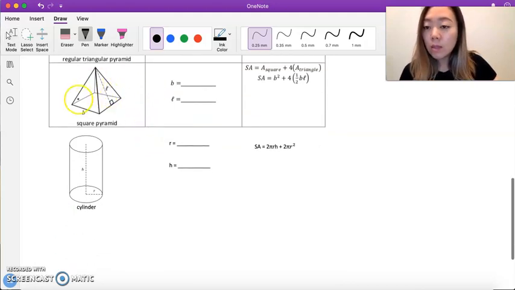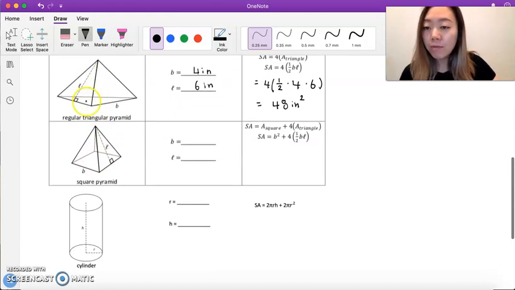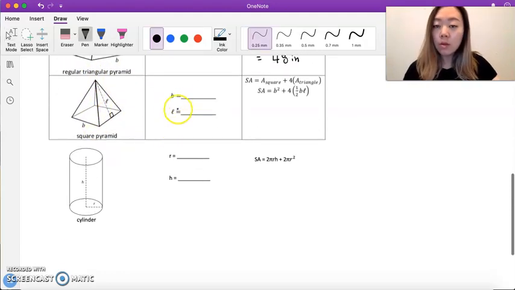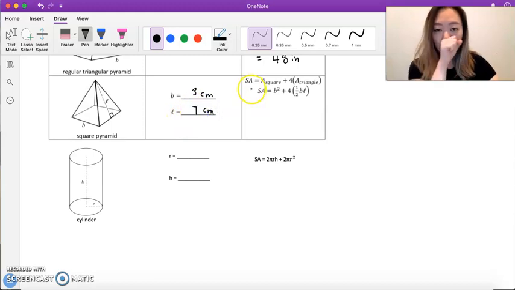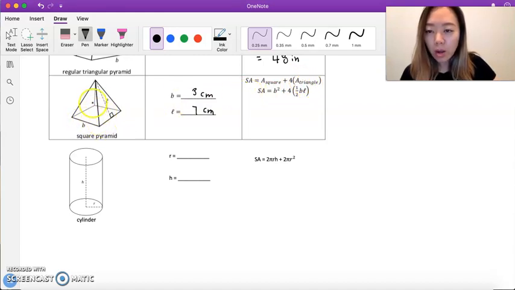Okay, next one is a square pyramid. So it's a pyramid just like the last one here, but the one before has a triangle bottom and this one here has a square bottom. So let's begin. The base is 3 centimeters. Length is 7 centimeters. So here, the surface area is the area of the square, which is the one down here, plus 4 of the area of the triangle. And that makes sense, right? Because there is 1 square and 4 triangles. So you're just finding the area of each side, adding it up.